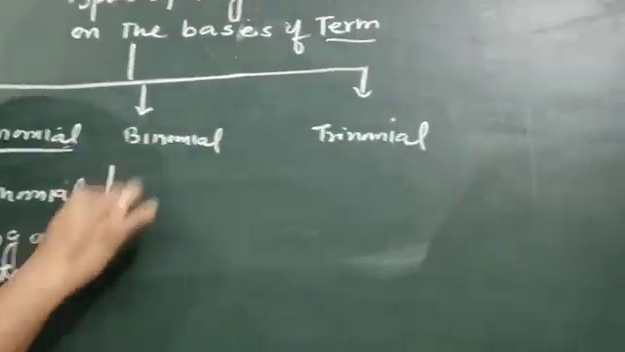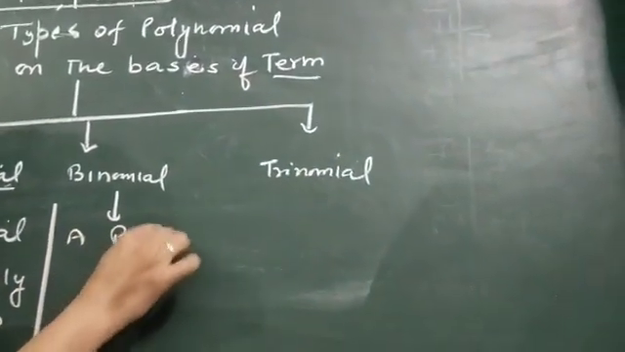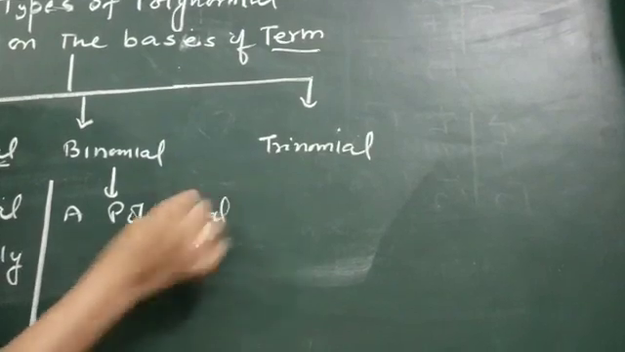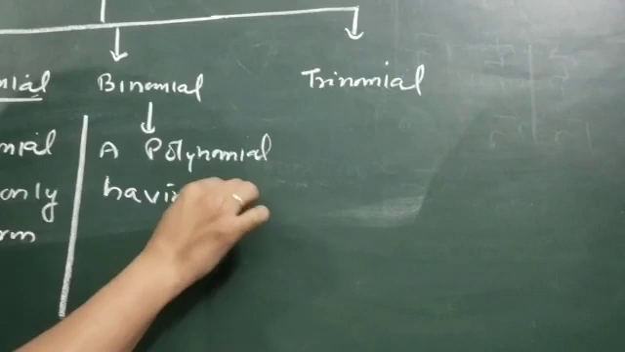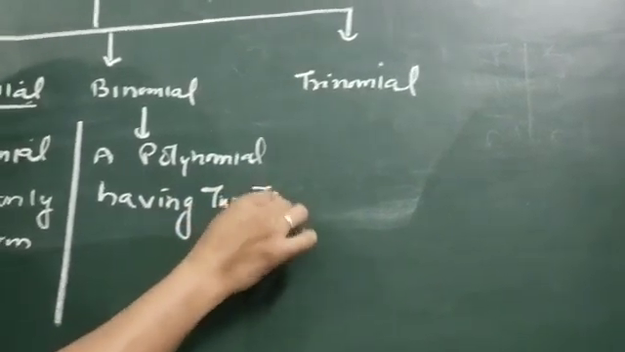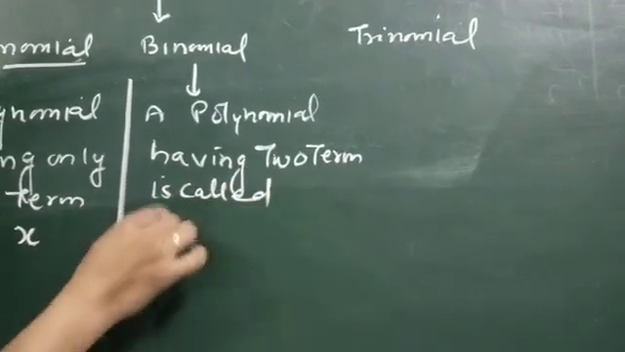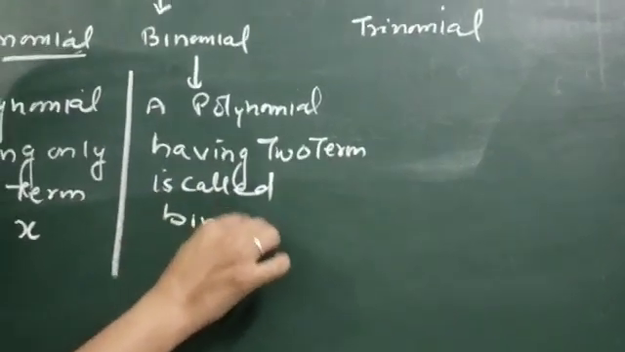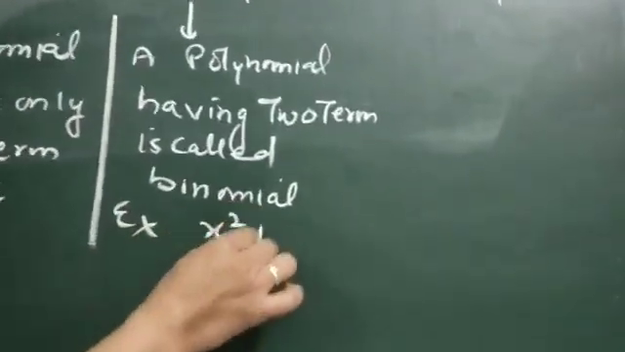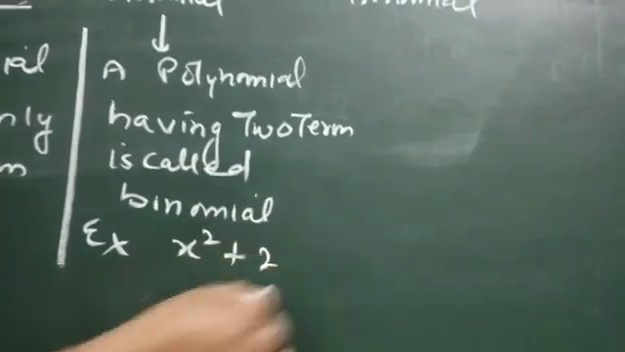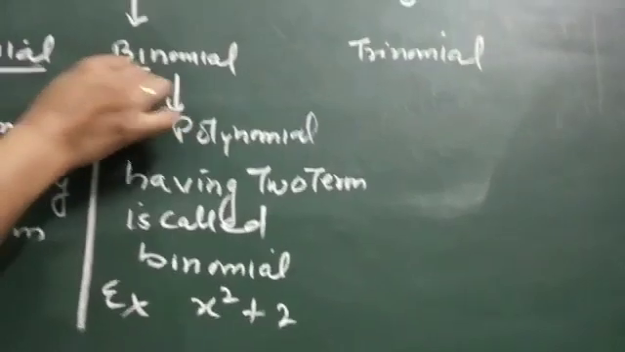Binomial: a polynomial having two terms is called binomial. Just take an example. Suppose I am writing x square plus 2, and this having two terms is called binomial. Bi means 2.